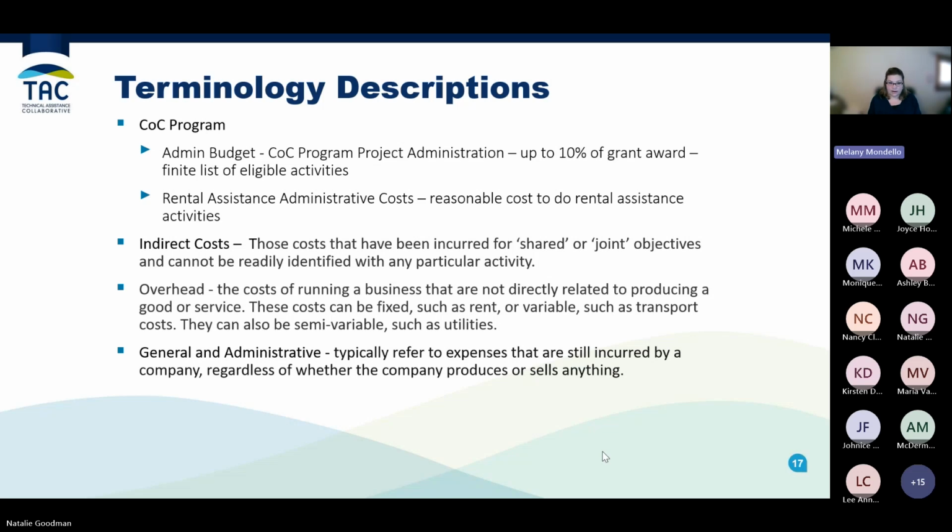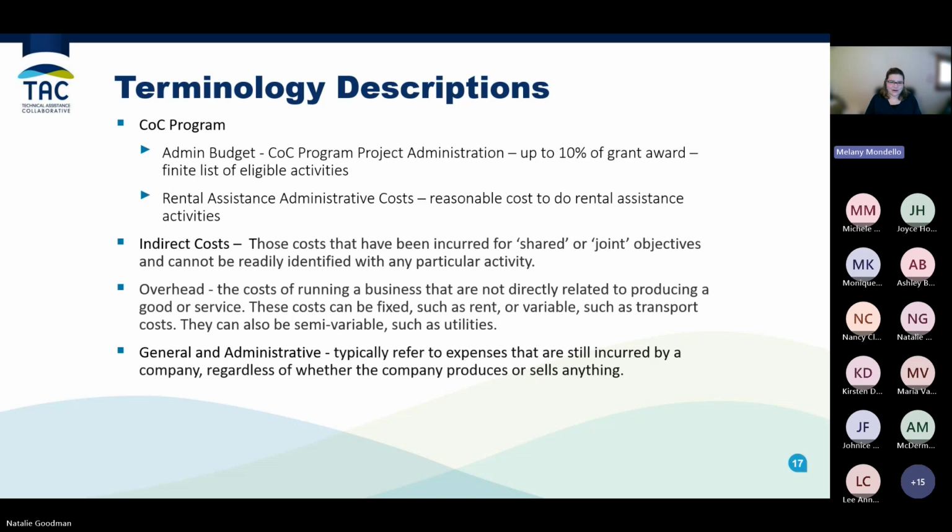Indirect costs, which we'll spend quite a bit of time on in the second half of this training, are the costs that are shared and their objectives and costs that can't be linked to a specific thing. So typically it can be things like the copier, right? Everyone uses the copier maybe. It can be the office space if it's a shared office space. These are things that support you to do your job and support you to implement the CoC program, but you can't say this is only a CoC program cost or this is mostly a CoC program cost. It's things that are the general structure of your agency.